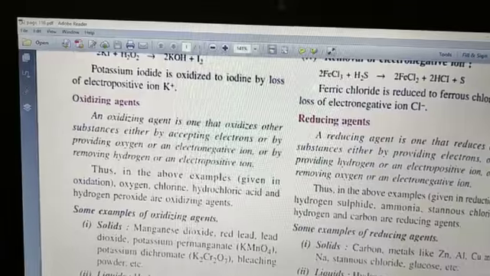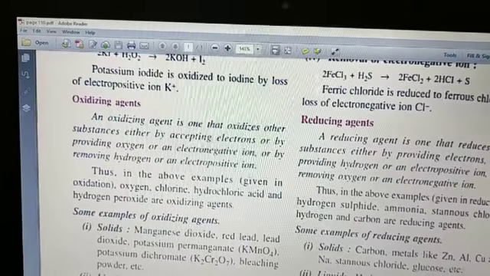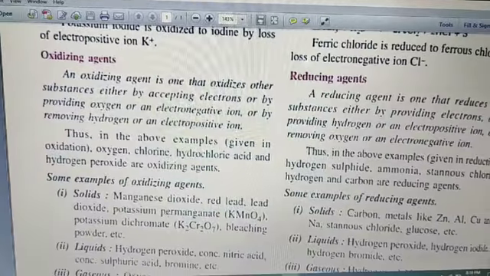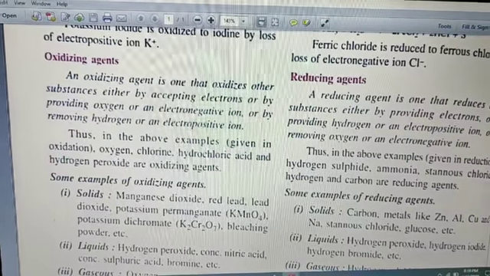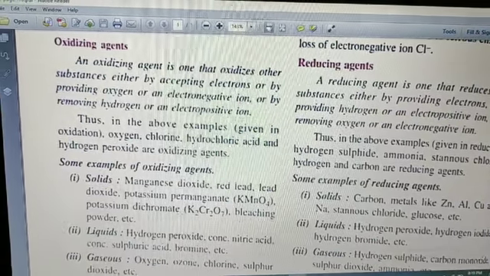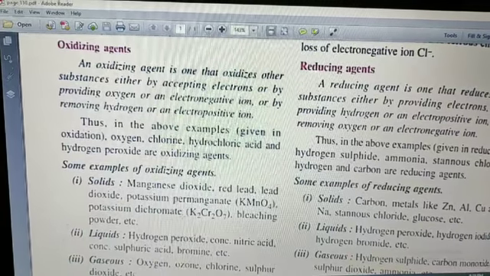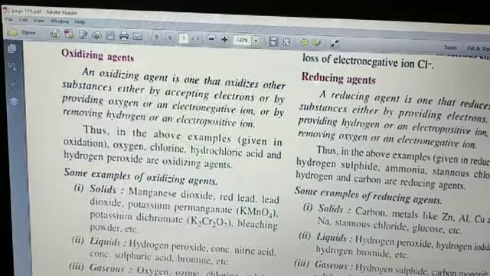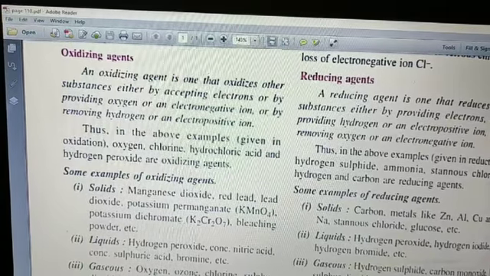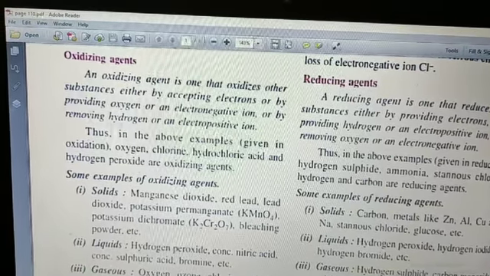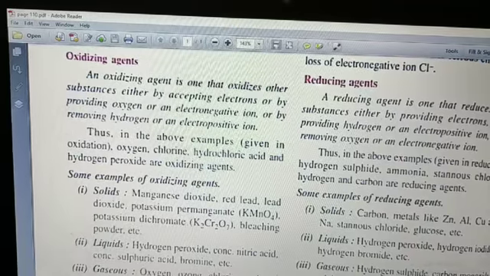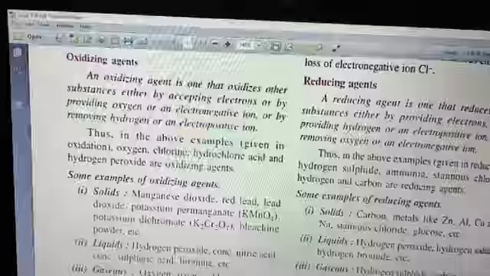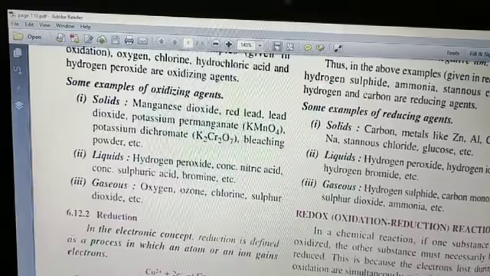Next we have the term oxidizing agent. What does it mean? An oxidizing agent is one that oxidizes other substances either by accepting electrons, or by providing oxygen or an electronegative ion, or by removing hydrogen or an electropositive ion. They are called oxidizing agents, or we also call them oxidants. In the above examples given in oxidation, oxygen, chlorine, hydrochloric acid, hydrogen peroxide are all oxidizing agents. Some examples of oxidizing agents are these.